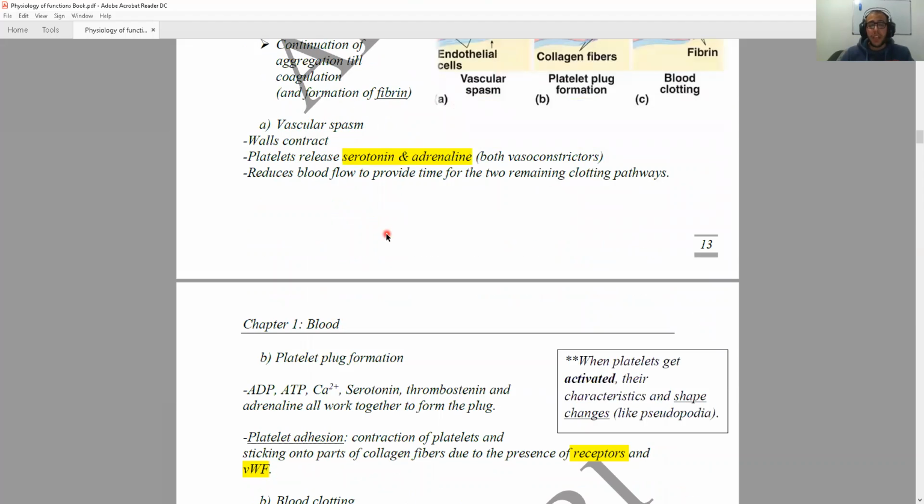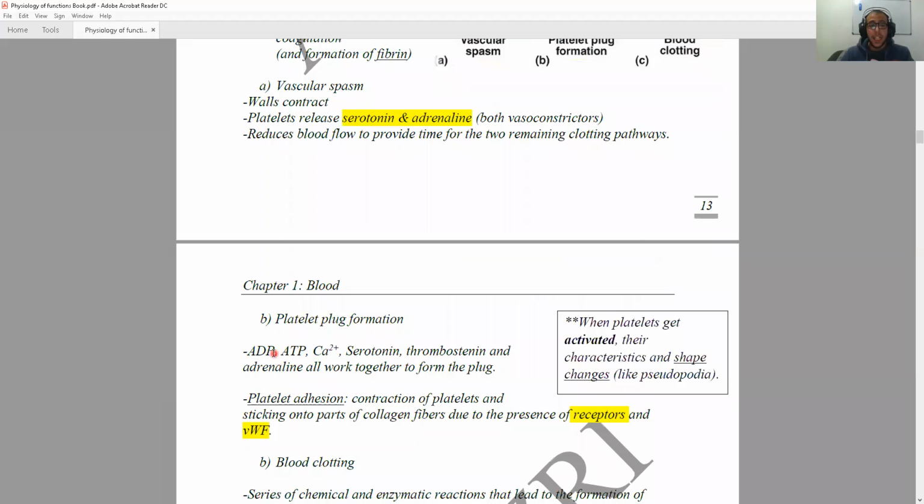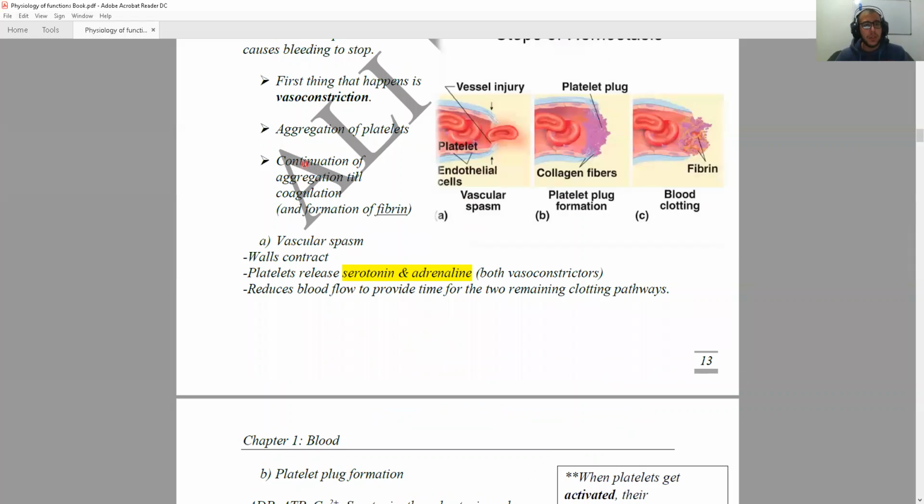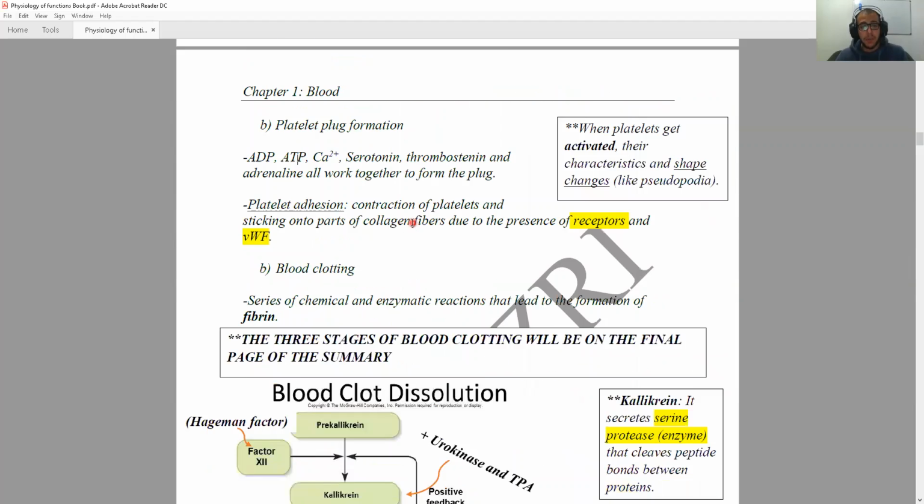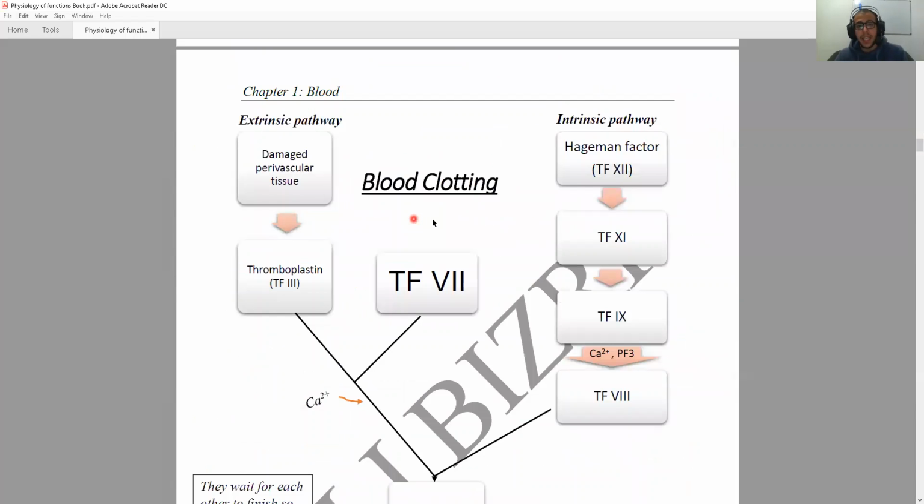So next, we're going to be having the aggregation of platelets, which also has a couple of factors that are going to be implicated, including the ATP, CA2+, serotonin, thrombostatin, and adrenaline. They're all going to be working together to form a plug. This is going to be essentially reducing the number of red blood cells that we're going to be losing. And third, the process is the continuation of aggregation till coagulation and formation of fibrin. Now, we're going to be talking about that in detail, and this is actually very important.